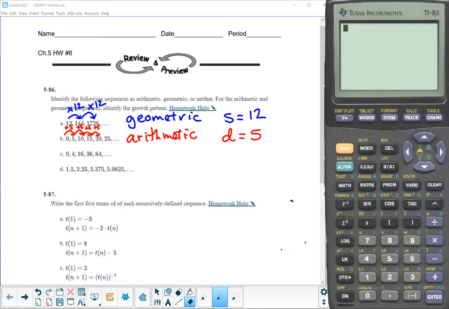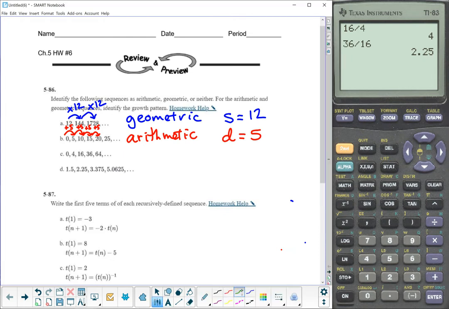Sorry, but 16 divided by 4 is 4. Okay, and 36 divided by 16 is 2.25. You see how it doesn't work out, right? And we can do subtraction, but it doesn't work out either. So this one is in neither. Since it's neither, it doesn't have a common difference or a common multiplier. So we don't do S or D because it's neither.